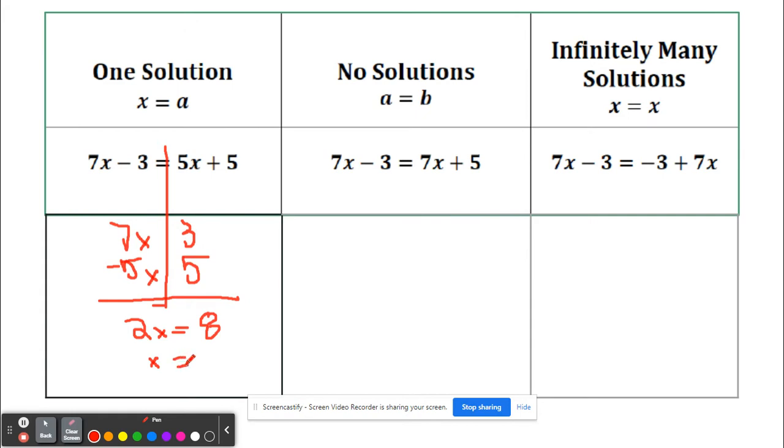So in this case, x has a very specific solution. We know just through our division. You're going to have to excuse me.